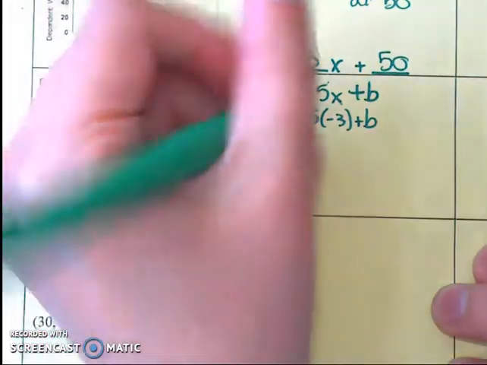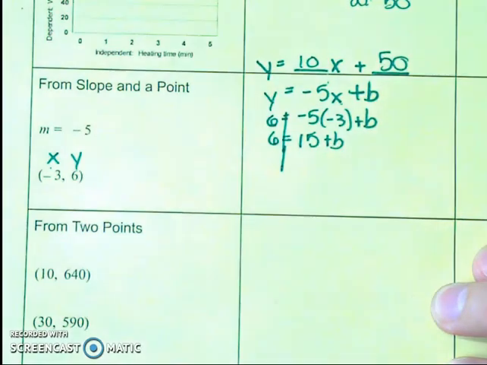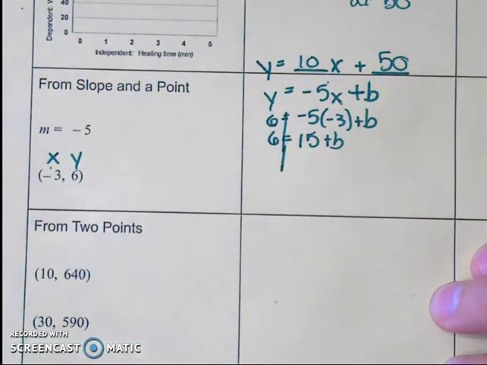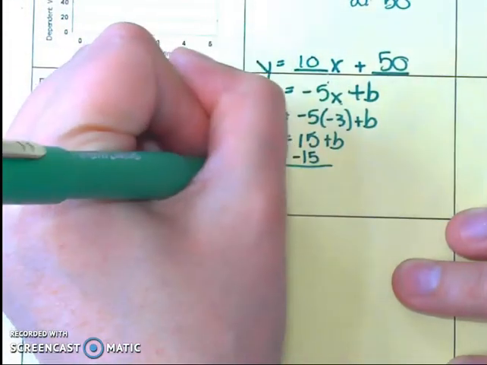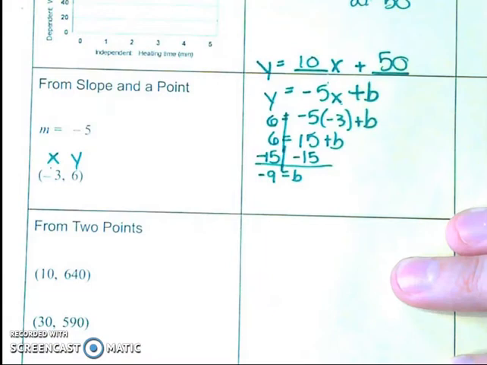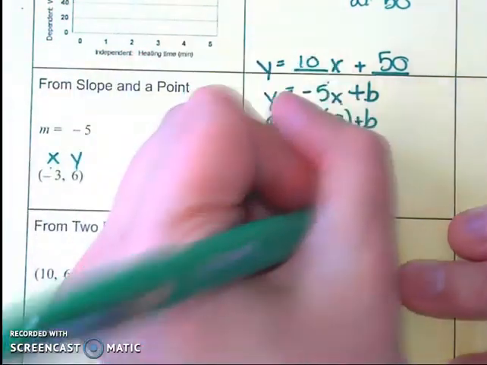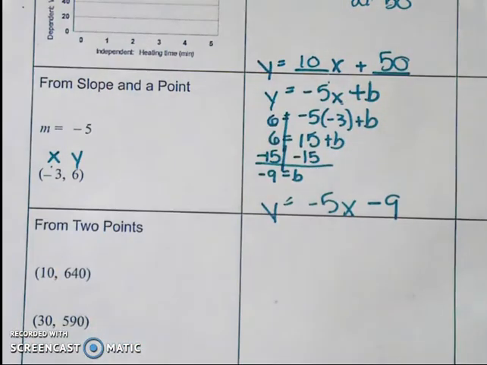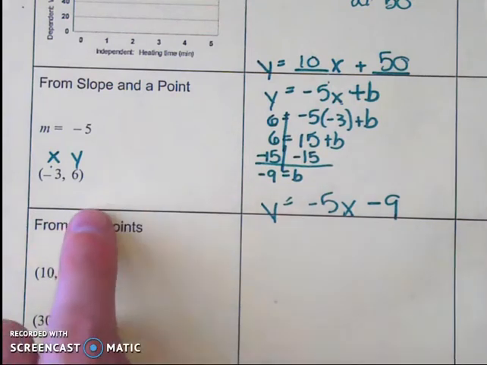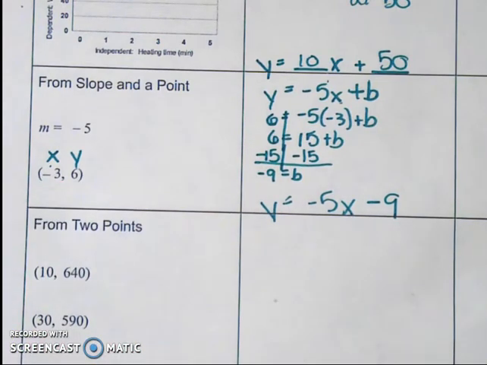Negative 5 times negative 3 is 15. And how would I solve 15 plus b? Well, I don't want that 15 anymore, so I'm going to subtract 15. And that gives me negative 9 equals b. So my equation is now y equals negative 5x, and we know b is minus 9, so we could write plus negative 9, or we can just write negative 5x minus 9, because those are the same. We could check that as well, right? Negative 5 times negative 3 is positive 15, minus 9 gives us 6.